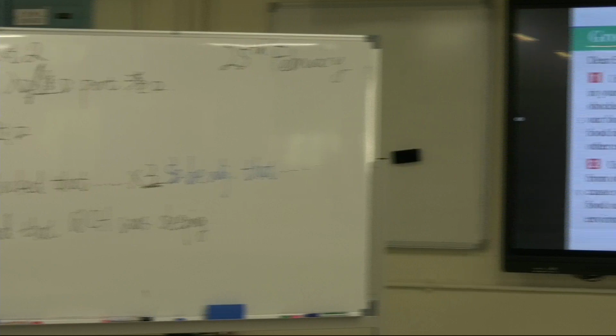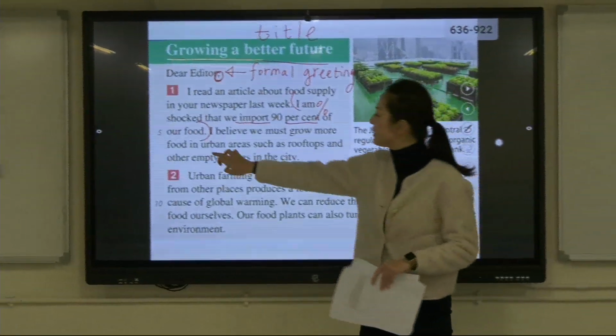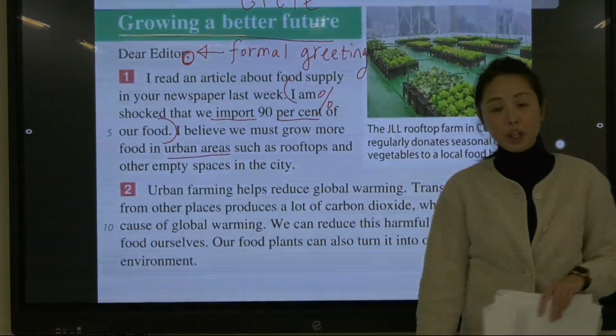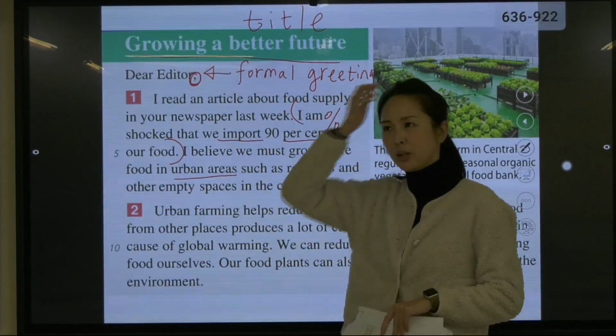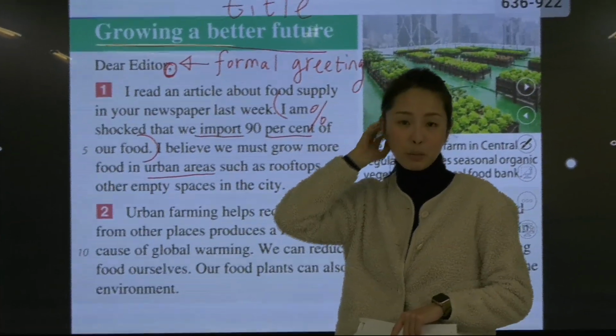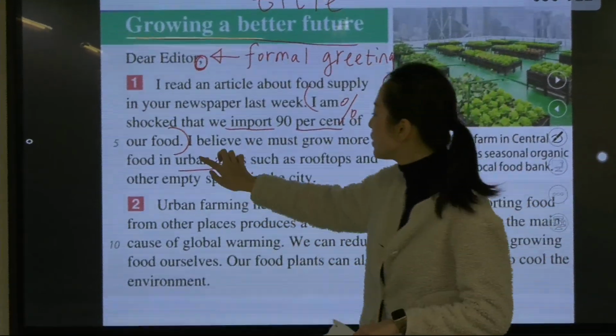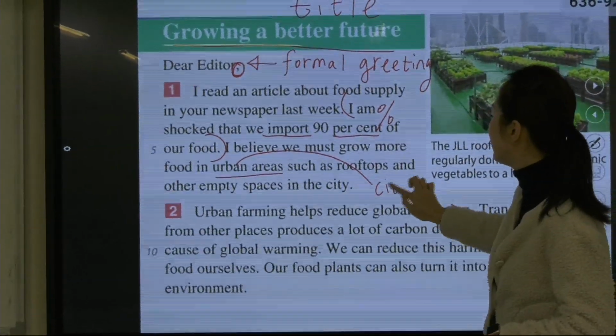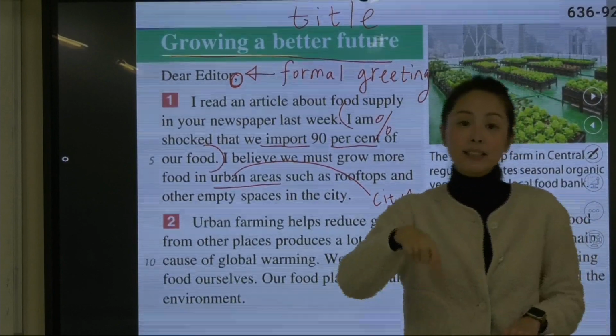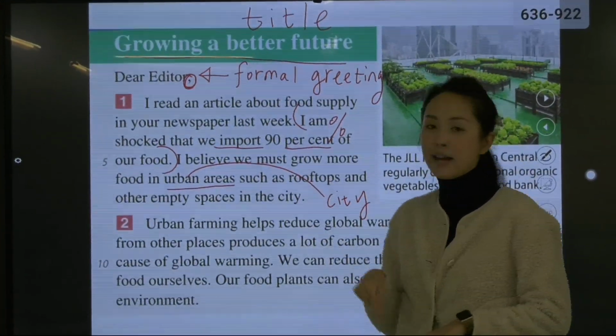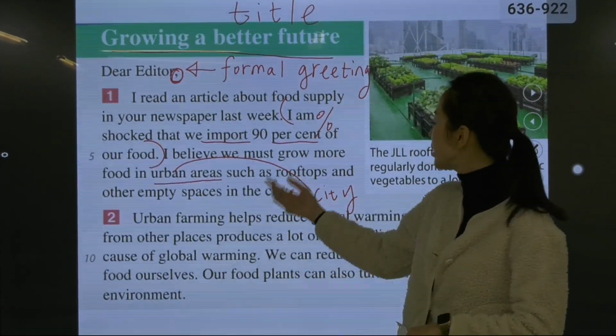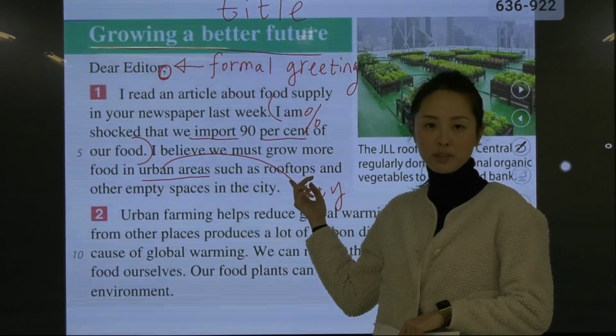Okay, I believe we must grow more food in urban area. Okay, this one is very important. Urban, this word. You will see it a lot in your senior form, in your form 4 to form 6. So urban means city. Somewhere in the city. Urban areas, city areas. Such as rooftops. Do you know rooftops?